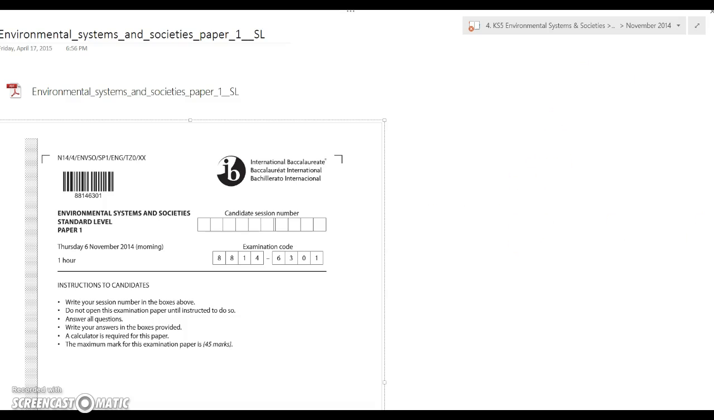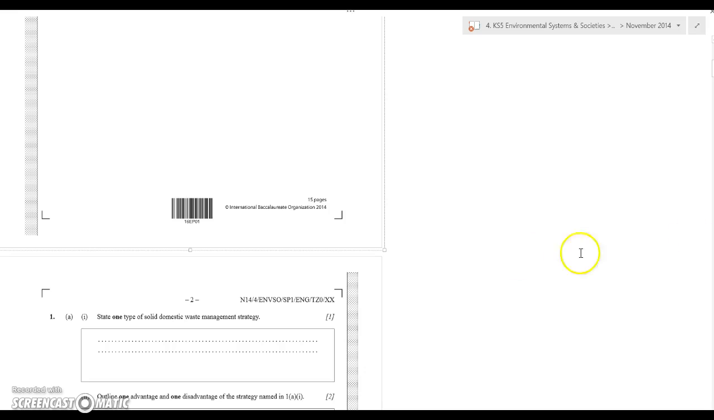So we scroll down here. State one type of solid domestic waste management strategy. Now, unfortunately, today I don't have my pen on my computer, so I just have to type here. But instantly I'm thinking about strategies. What am I going to do with my waste? I'm going to throw it away. Okay, so a bin is a waste management strategy, but what happens to it after that?